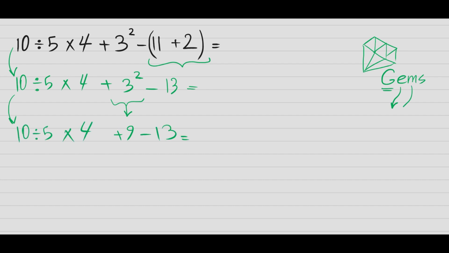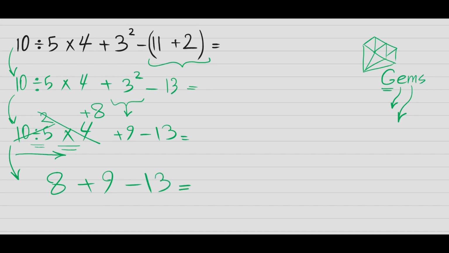Now we have to go for the third order, multiplication and division. So we have a division here and a multiplication here. When we have two of these and they share the same order, we are going to solve them going left to right. So 10 divided by 5 is equal to 2, and 2 multiplied by 4 will be equal to positive 8. We rewrite the expression again, 8 plus 9 minus 13.